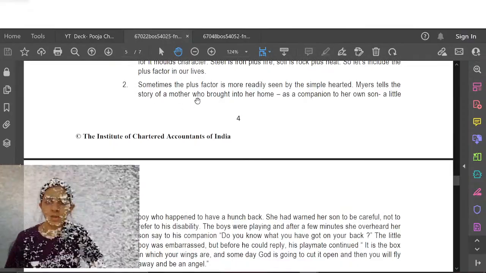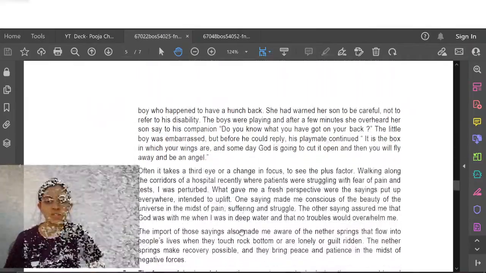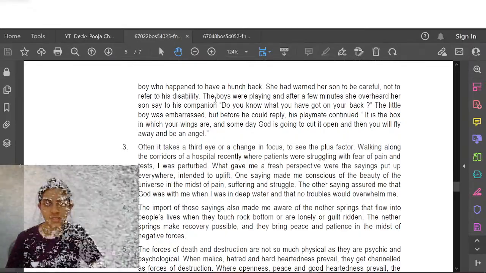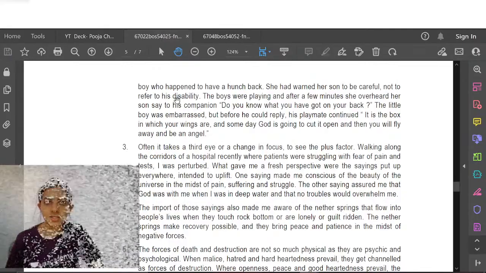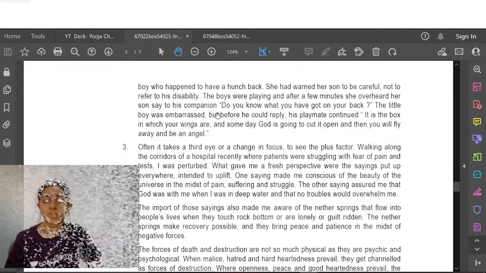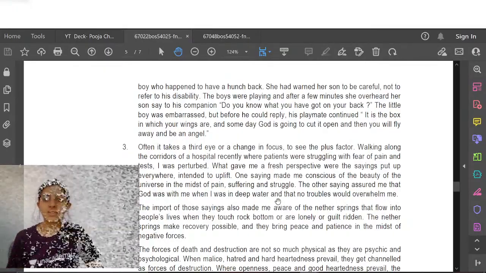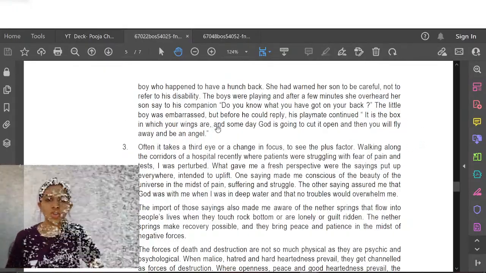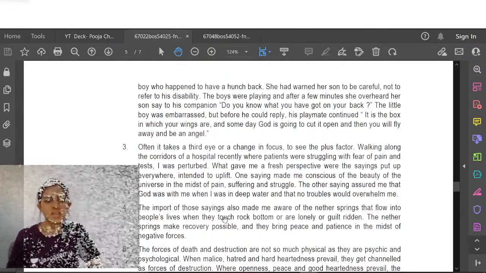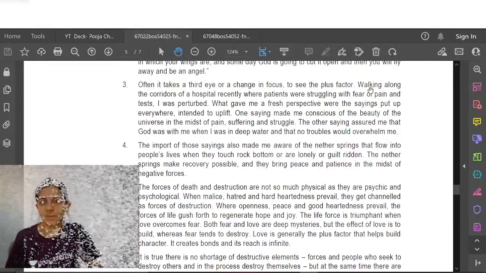Maya tells the story of a mother who brought into her home as a comparison to her son a little boy who happened to have hunchback. She had warned her son to be careful not to refer to his disability. The boys were playing, and after a few minutes she overheard her son say to his companion, "Do you know what you have got on your back?" The little boy was embarrassed, but before he could reply, his playmate continued, "It is a box in which your wings are, and someday God is going to cut it open, and then you will fly away and be an angel." Often it takes a third eye or a change in focus to see the plus factors.